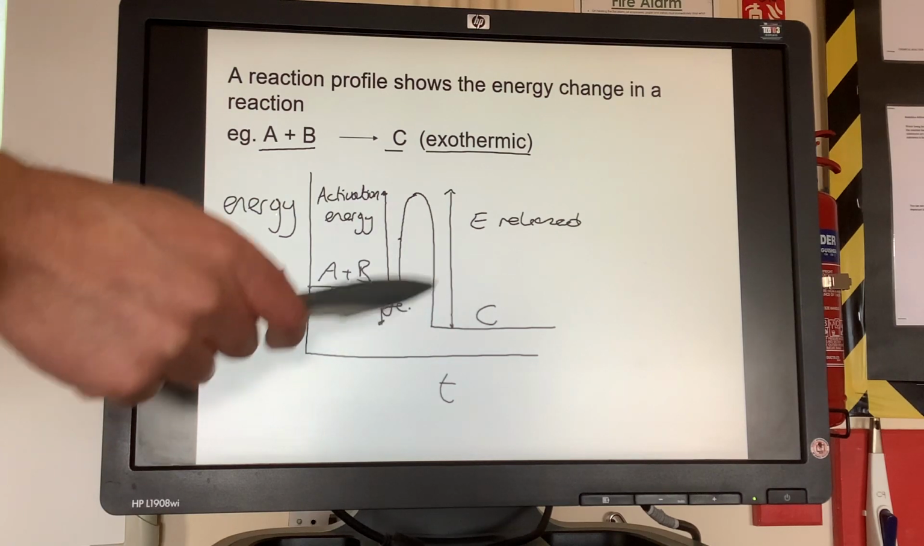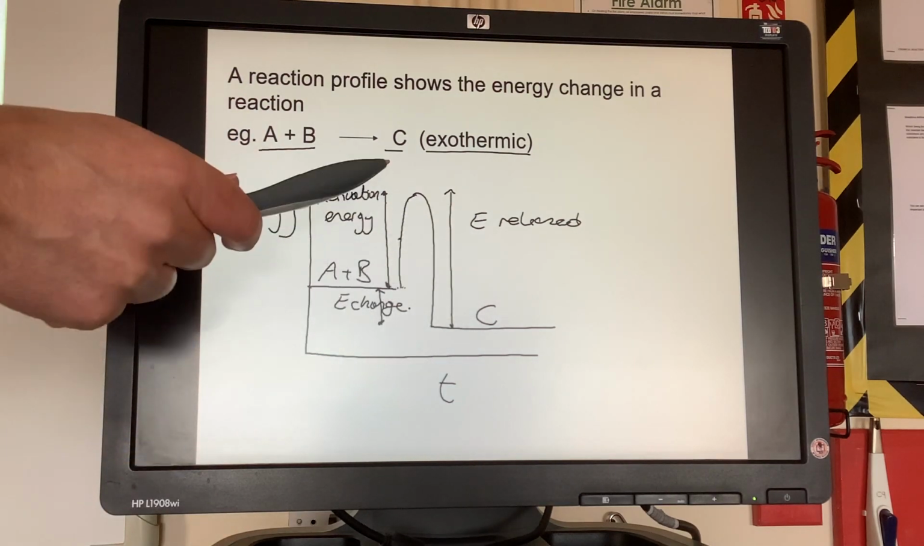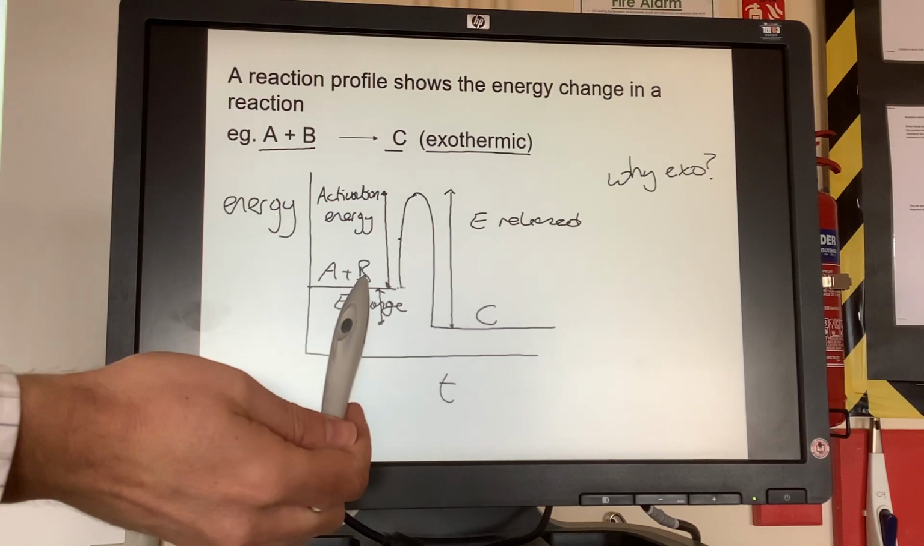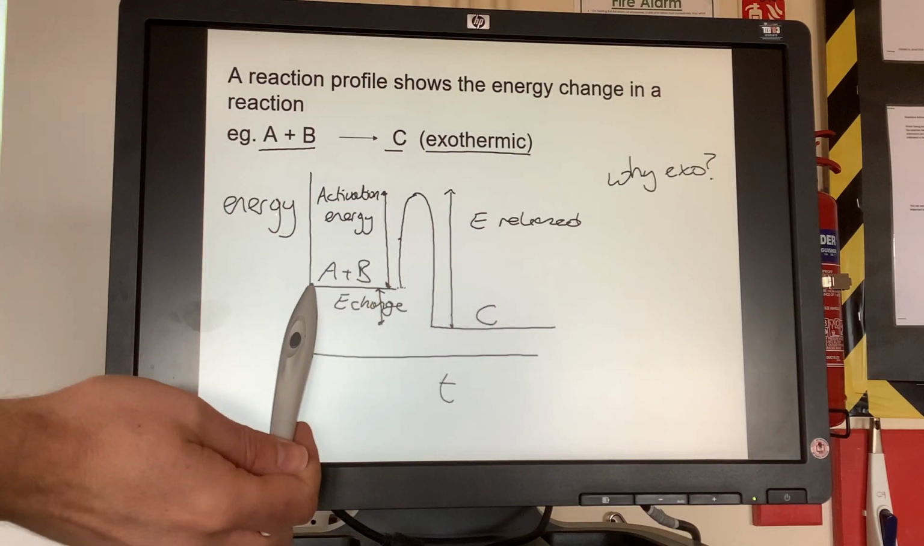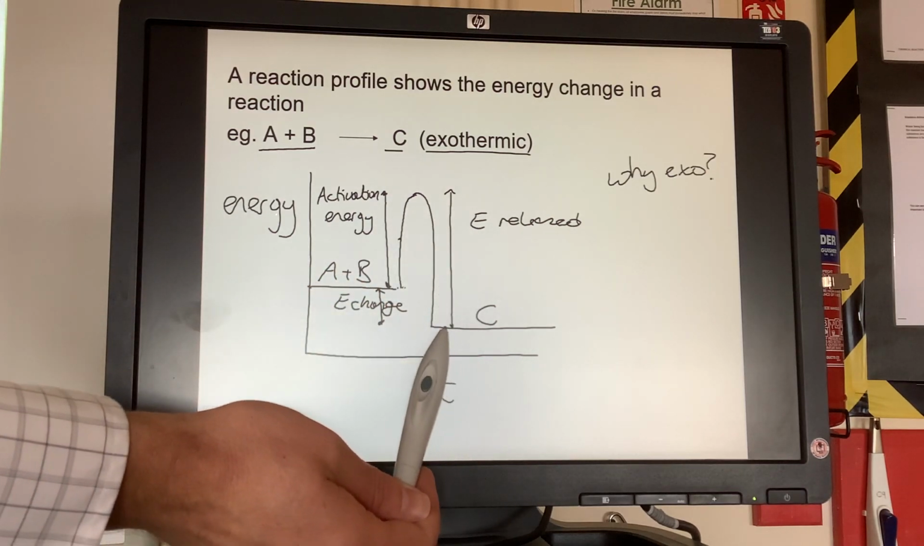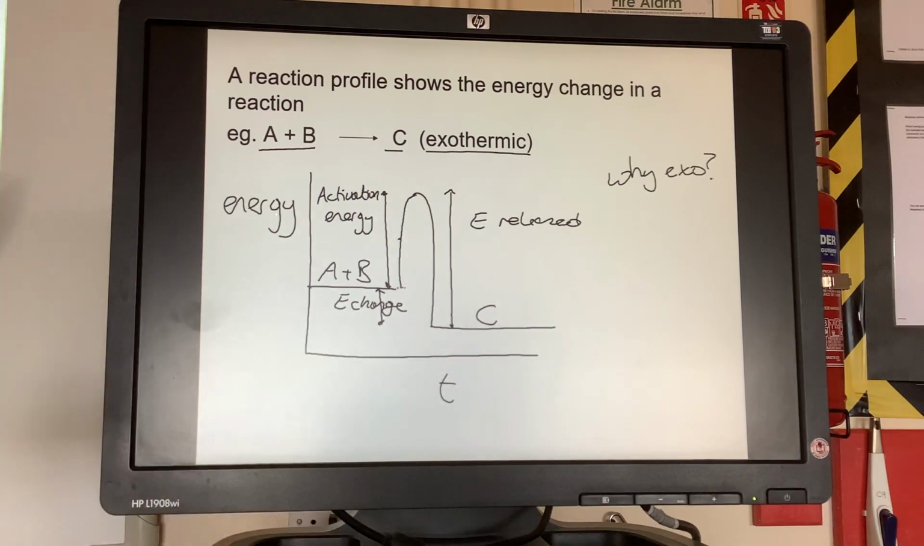So what type of reaction is this when more energy has come out than went in? Well, this is going to be an exothermic reaction. So why is it exothermic? Well, we look at our reactants, they started here. We put some energy in, even more came out. Now we've got our products at a lower energy level. So why is it exothermic? The products have less energy than the reactants.